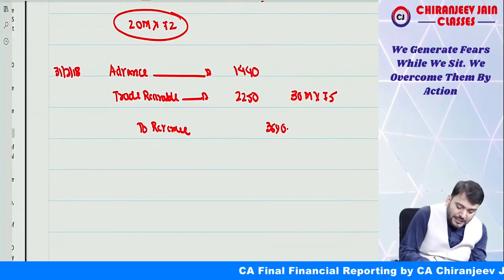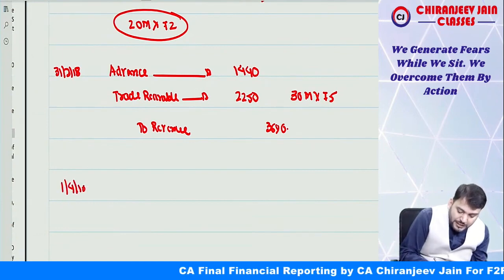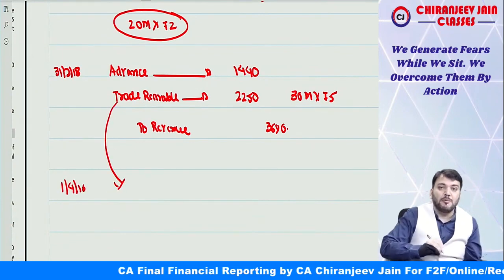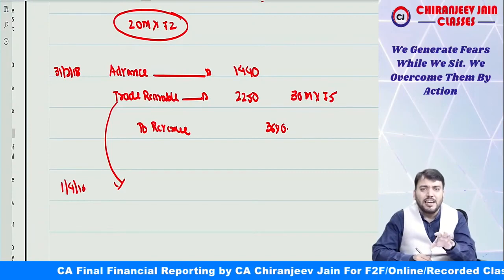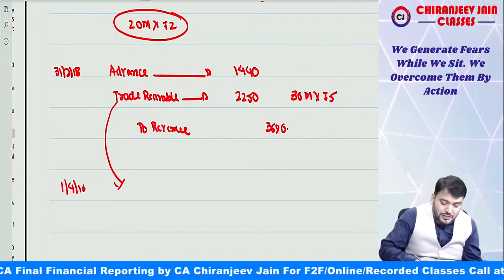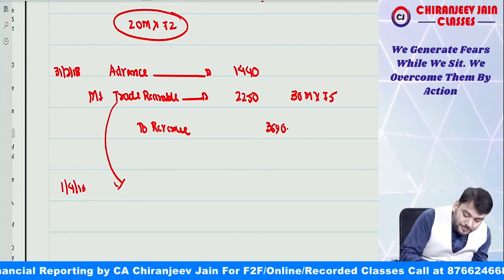And on 1/4/2018, the amount will be received. This trade receivable will be received. And if there are changes in the exchange rate, that will also be considered. So this trade receivable is a monetary item.